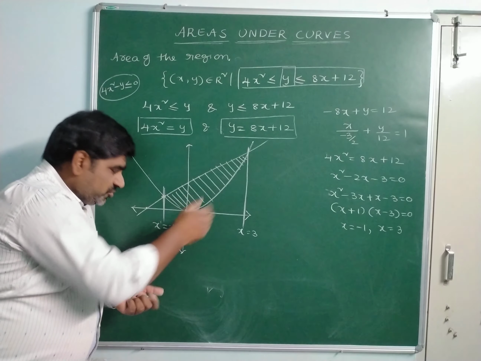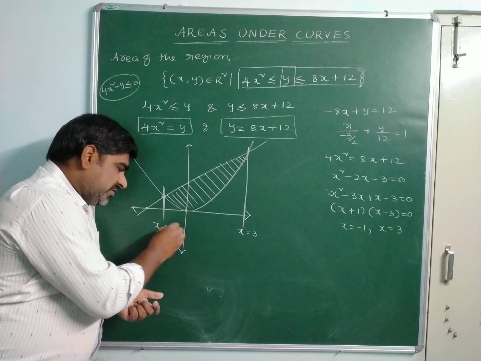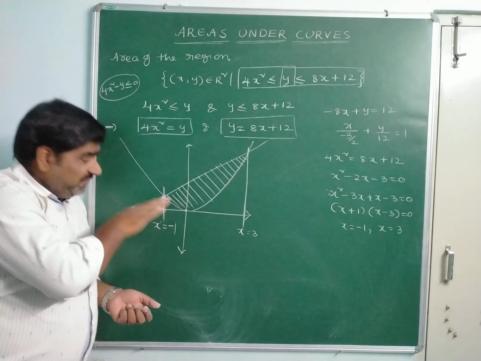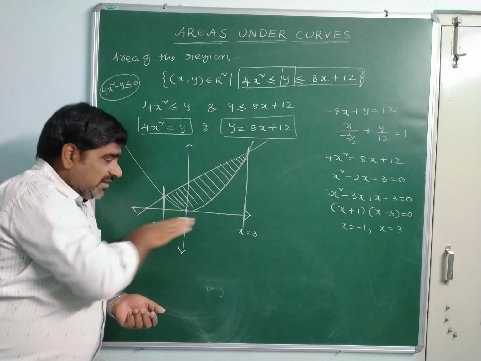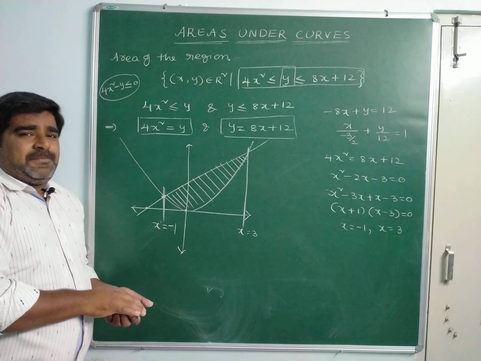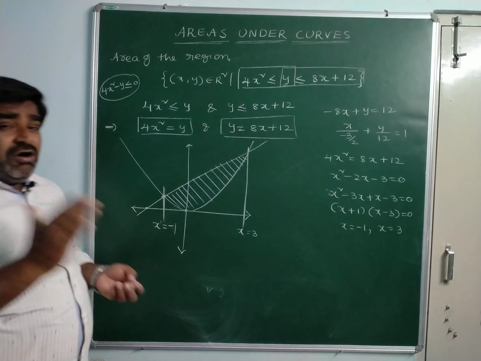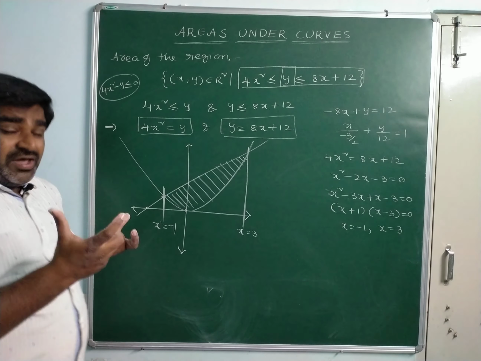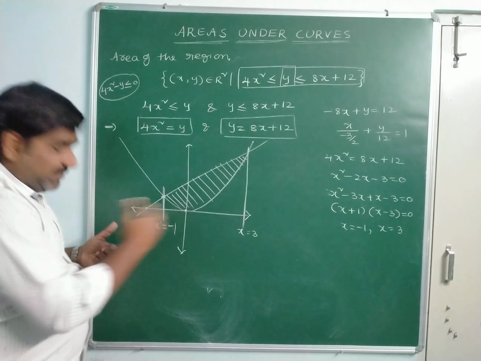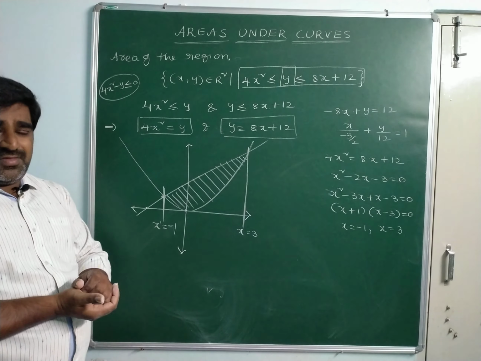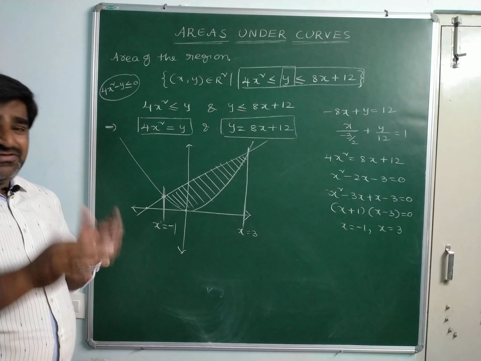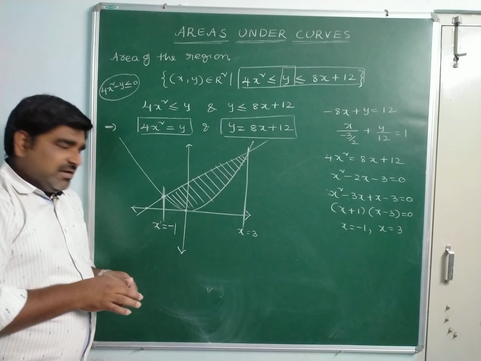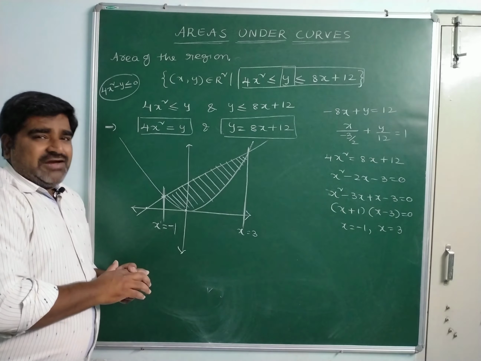Between the lines x = -1 and x = 3, it is very clear from the graph that the upper curve is the line and the lower curve is the parabola. If you don't know how to draw the graph, it's not at all a problem. How do you find out the lower curve and upper curve? By substituting some values without having the graph. But the graph is mandatory. If you don't know how to draw it, how do you find out which is the lower curve and which is the upper curve?